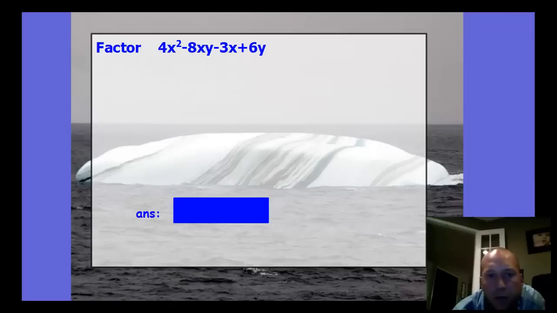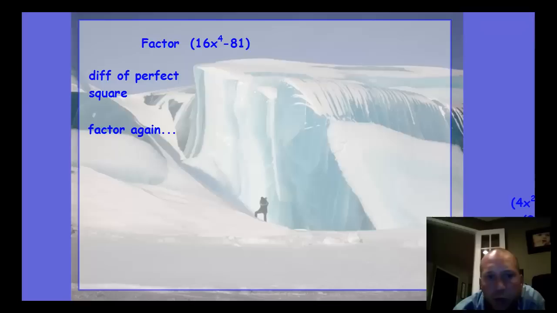Just another example for grouping. Another example here. I'm going to have you try this one. This is going to be one of your homework problems. You're going to have two homework problems or video problems tonight. This is video problem number 1. So factor using grouping.